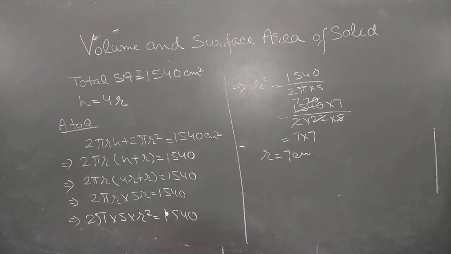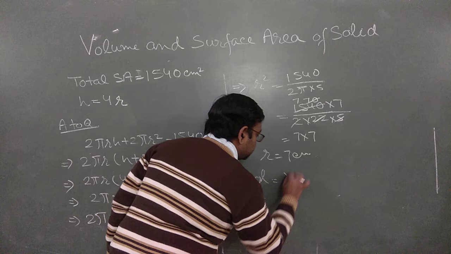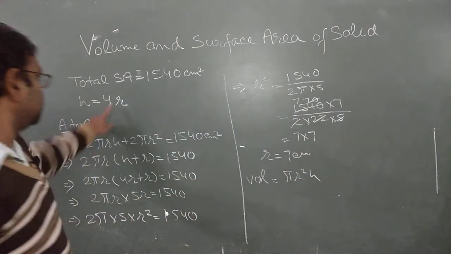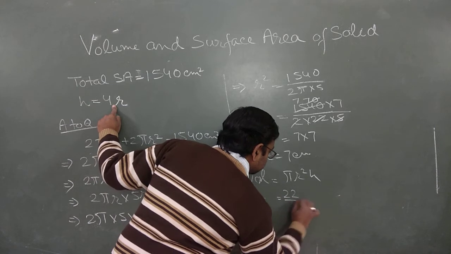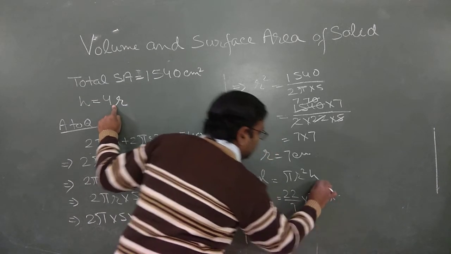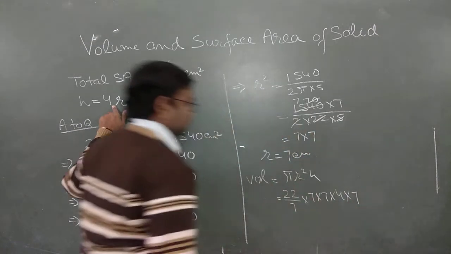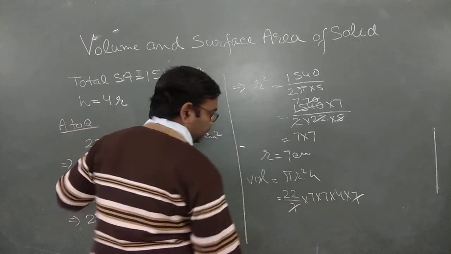Find the volume of the cylinder. So volume is pi r square h. As we know that h is 4r, so first write down 22 upon 7 r square, 7 into 7, into h, which is your 4r, so 4 into 7 cancels each other, and then multiply, you have the answer.